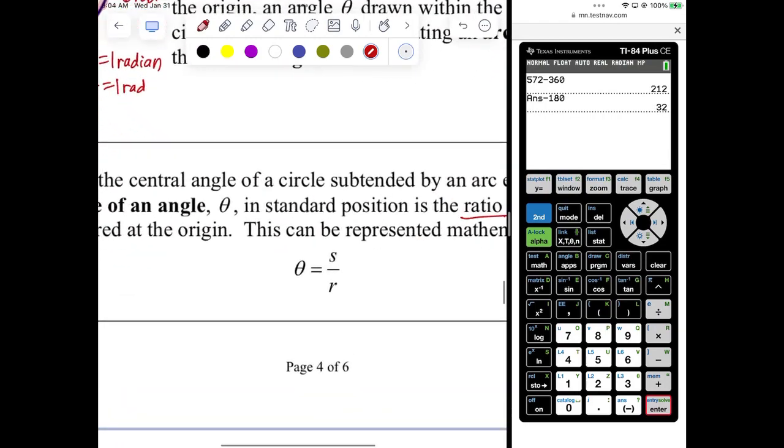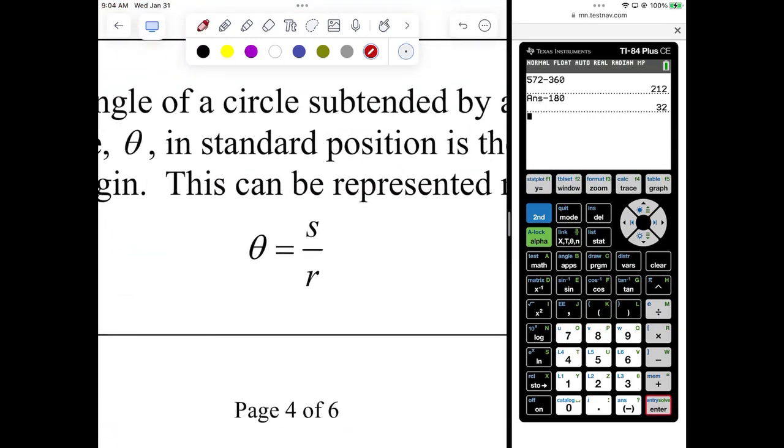Okay? This can be represented mathematically like this. So theta is equal to S divided by R, where S is the arc length and R is the radius of the circle, and we can write rads right there.